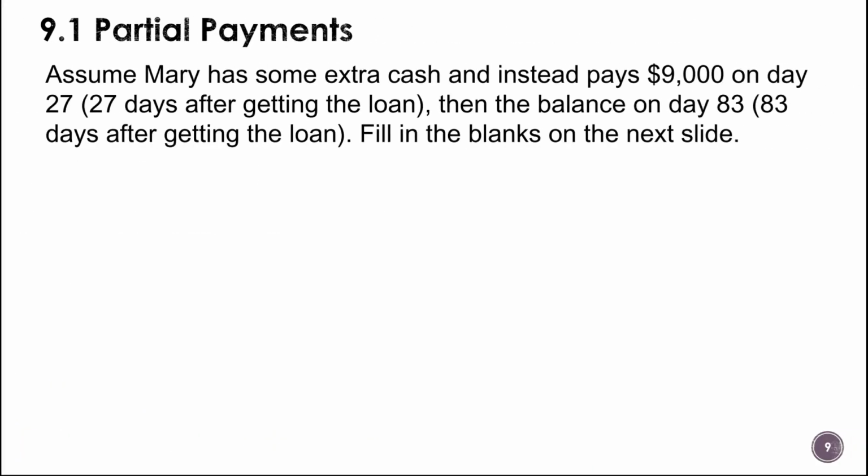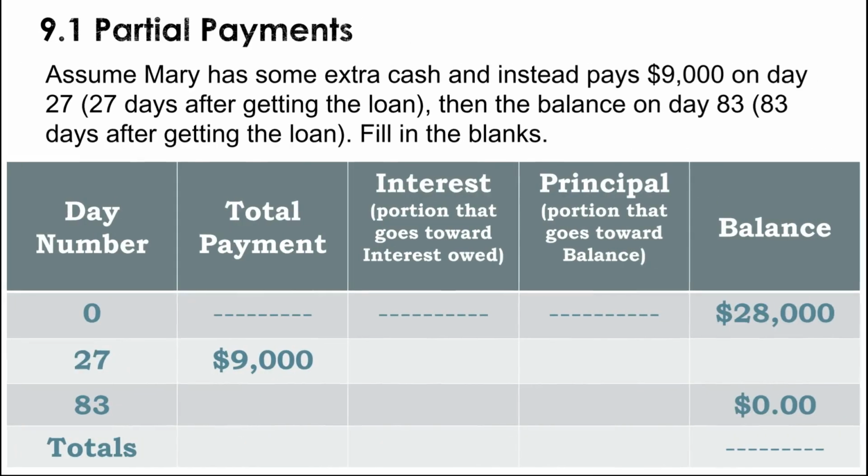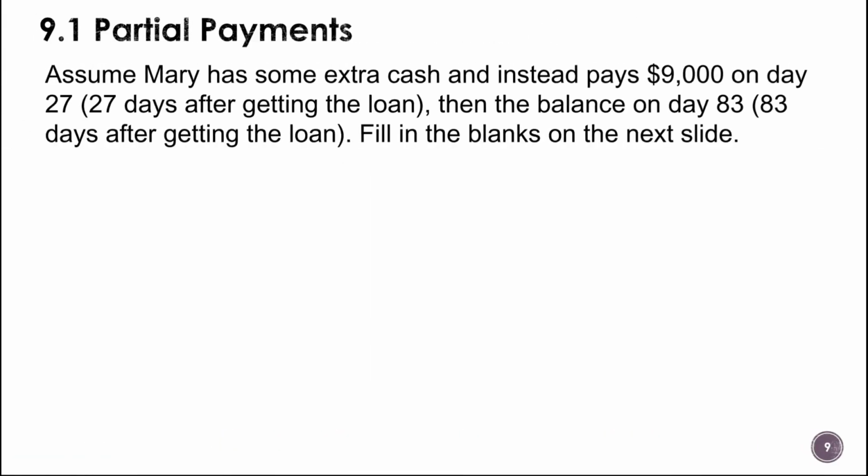On this one, it says assume Mary has some extra cash and instead pays $9,000 on day 27. That's 27 days after getting the loan. Then the balance on day 83. And so it says to fill in the blanks. That's 83 days after getting the loan. We're going to fill in the blanks on the next slide. And the next slide looks like this. It has this chart. Sometimes the chart is handy because it helps you understand where everything's going to go. But we're going to do a little bit of calculating on this first slide, and then we'll kind of fill in the blanks.